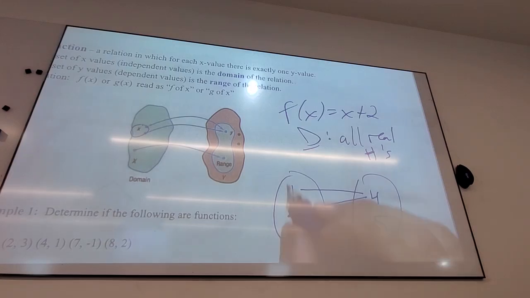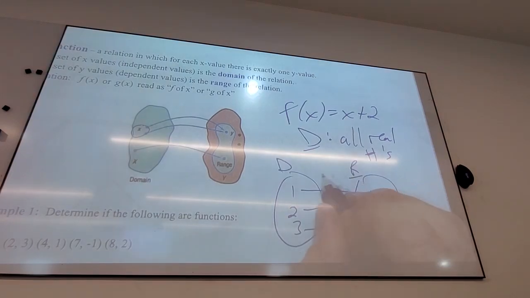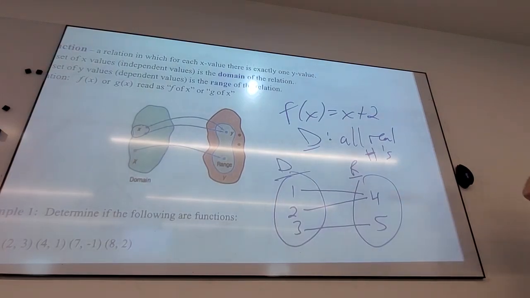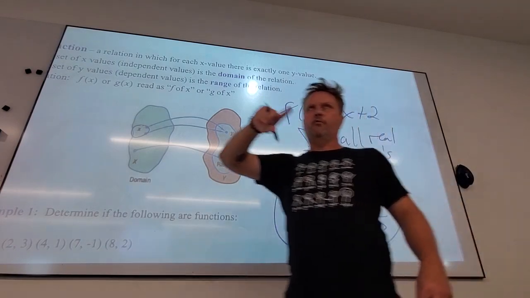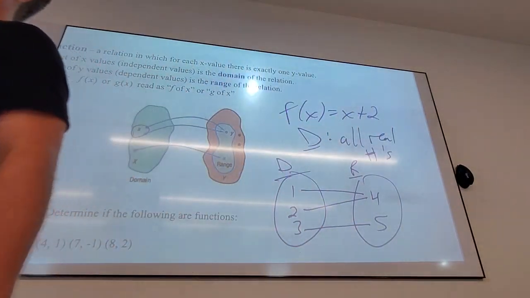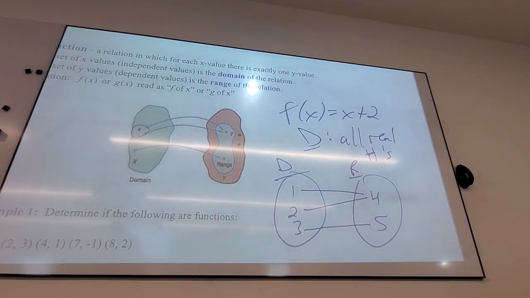Yes? Domain, range. What's the output for an input of 1? 4. You guys see it? That's how you read that kind of diagram. So inputs are in the domain, outputs are in the range. So what's the output for an input of 3? 5. Is there any input that has the same output as another? 1 and 2. They both have an output of 4. You guys with me? Okay, I like it.